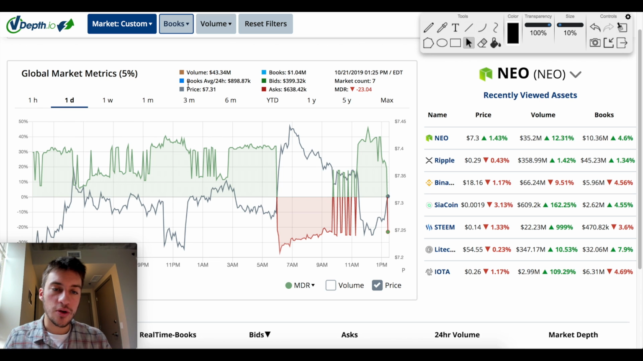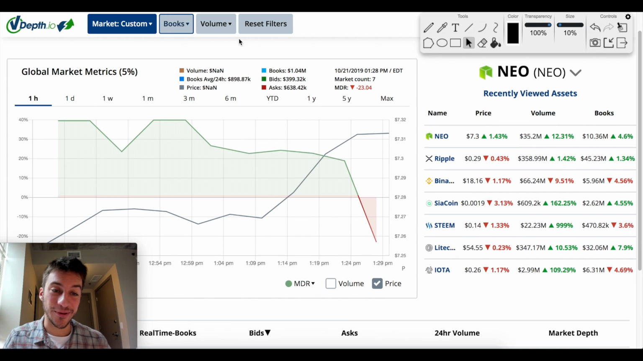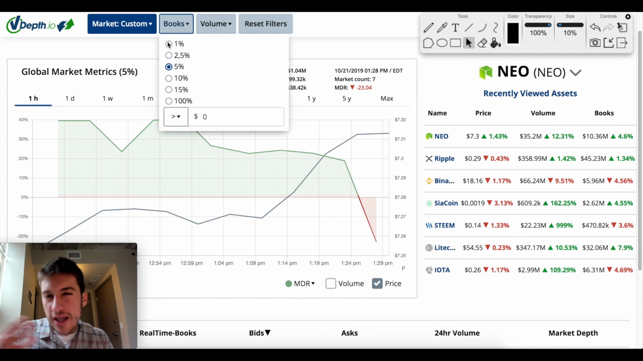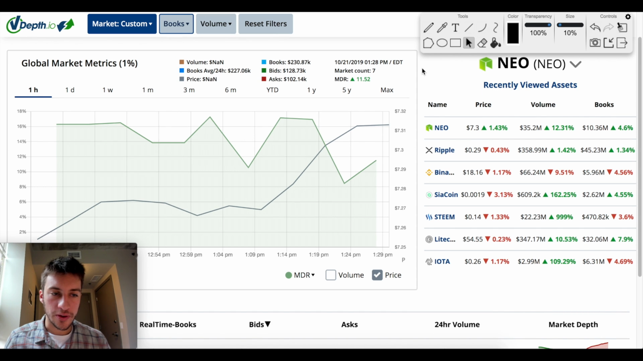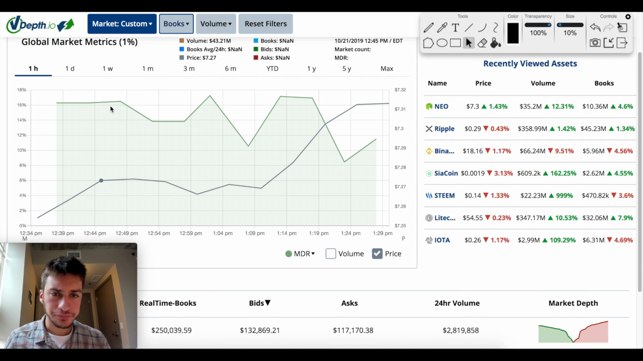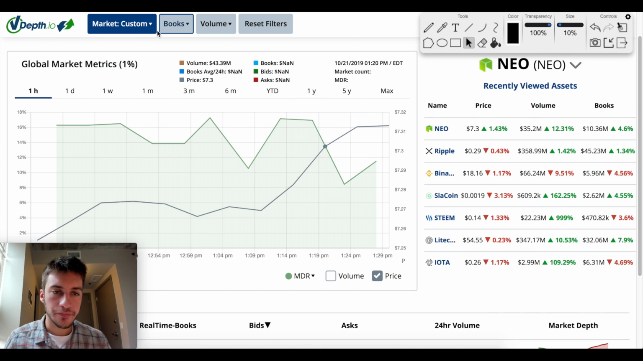Now what we can also do, which is kind of cool, is go to the 1 hour and look at Binance order depth. I think this is really cool. When you're looking at very short time frames, it may also be better to look at a very small order depth range. So looking at the 1% here, I can see that the order depth has been bullish and NEO has been rising, as you can see here.